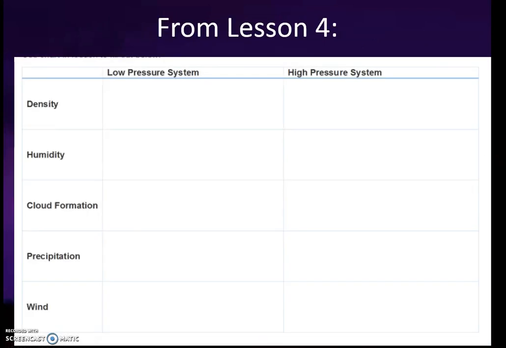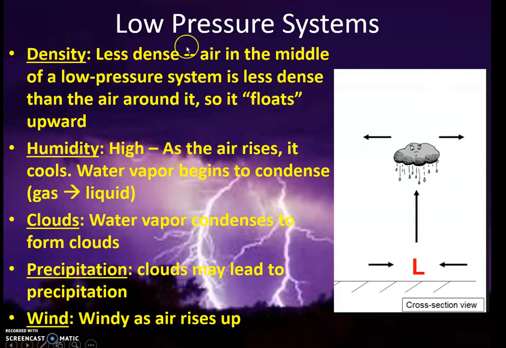So from lesson 4, we're going to compare these low pressure systems to high pressure systems. If you're taking notes using the note-taking guide, this table is from lesson 4. So a low pressure system, as I just mentioned on the previous slide, is less dense. The air right here, where the L is, in the middle of the low pressure system is less dense than the air around it, so it floats upwards. And as I mentioned previously, this air is filled with moisture. So that humidity is what is caused by the moisture.